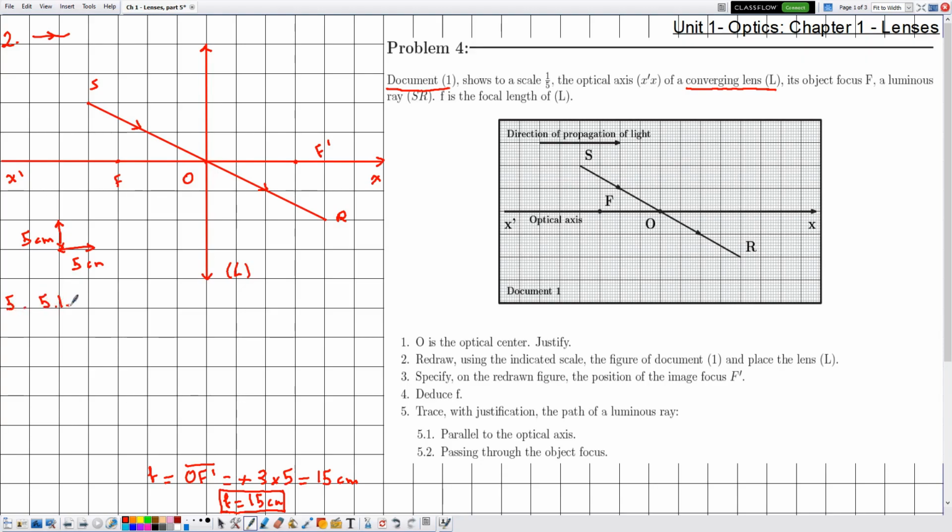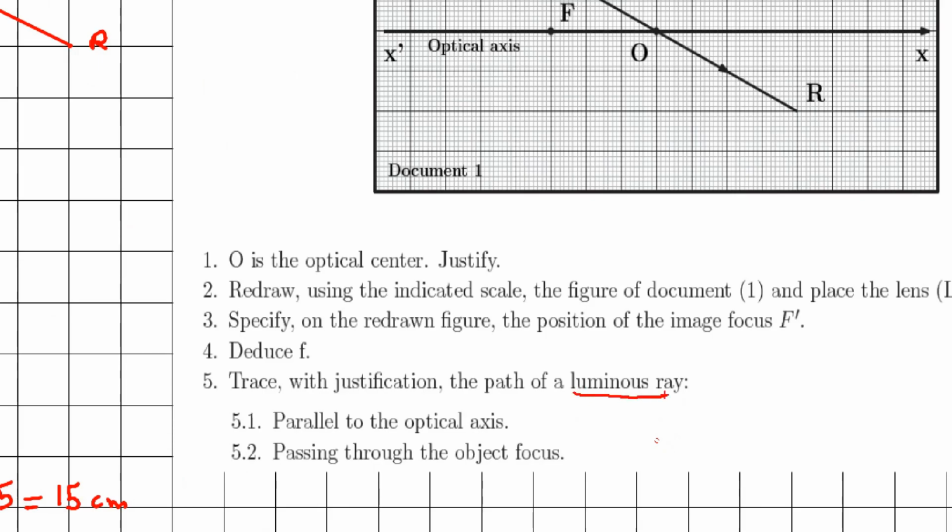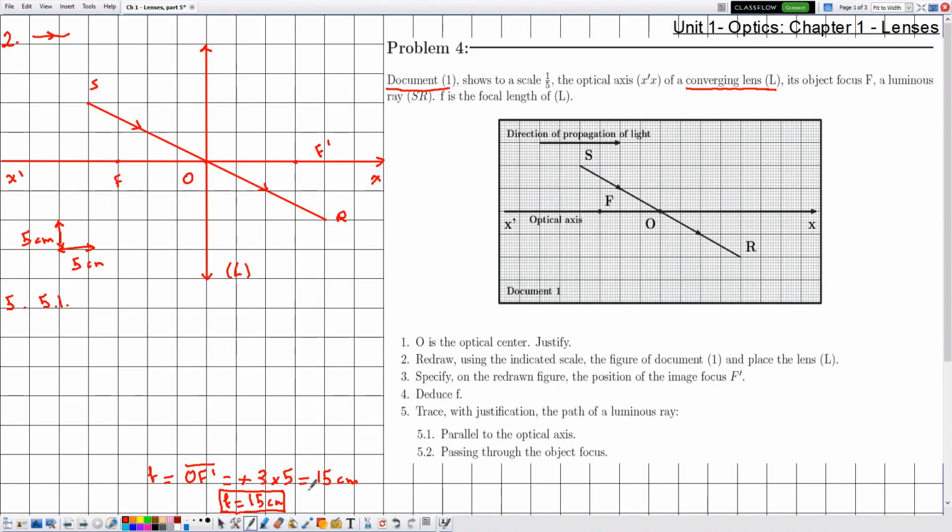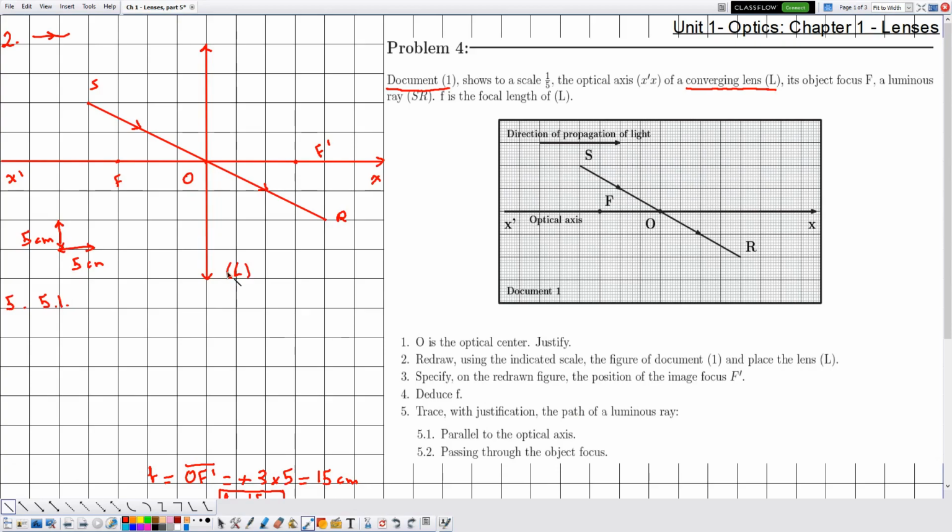5.1. So we need to trace and justify the path of a luminous ray parallel to the optical axis, and here by the path of a luminous ray they mean an incident luminous ray. Okay, so let's trace first, then we will do the justification.